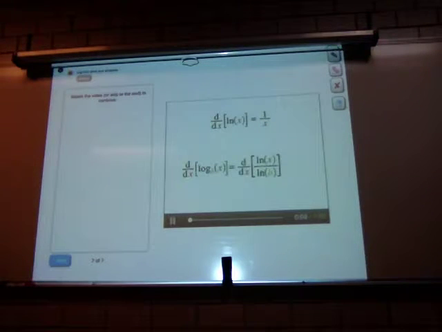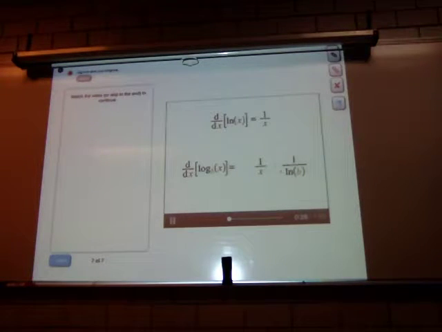Nicely done. You saw that the natural log of b in the denominator is a constant, so you can pull it out of the derivative. And that leaves the natural log of x inside the derivative. Earlier, you found that the derivative of the natural log of x is 1 over x. So let's substitute 1 over x for this derivative down here. So the derivative of the log of x base b equals 1 over x times 1 over the natural log of b. Since we're multiplying these fractions together, we can combine them by multiplying their numerators and denominators. So that's 1 over x times the natural log of b. And there you have it.